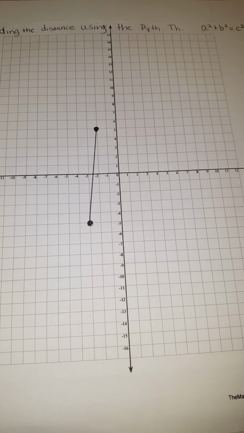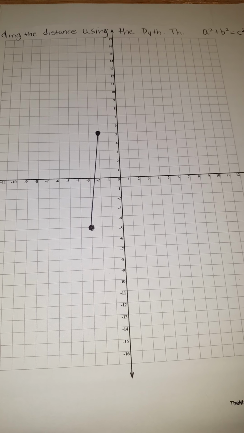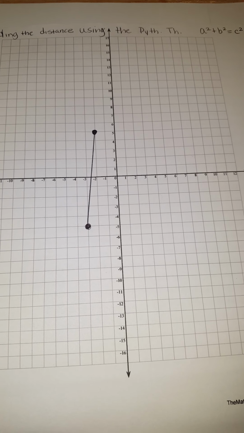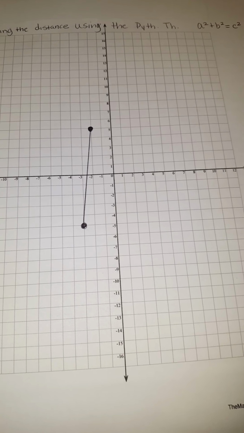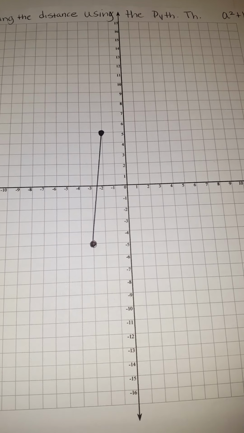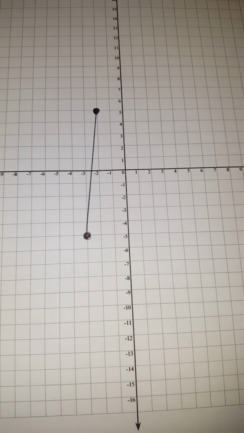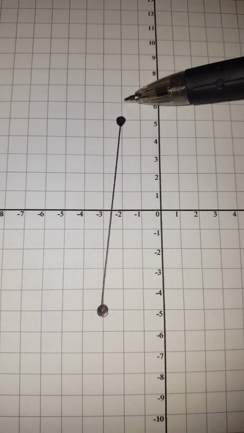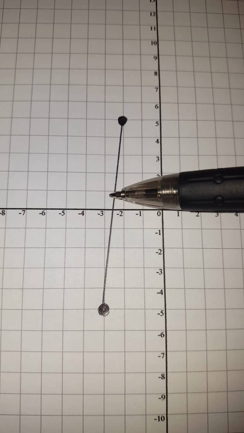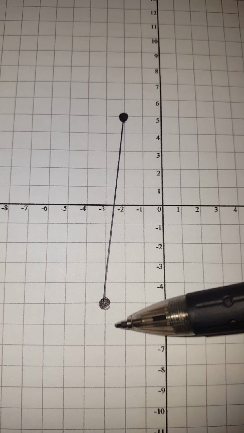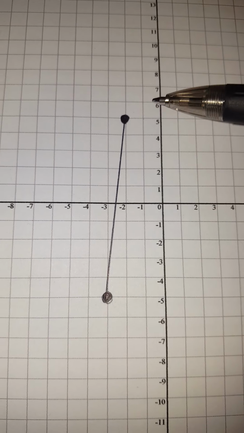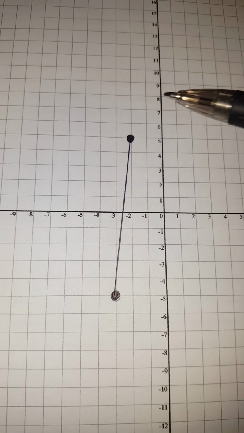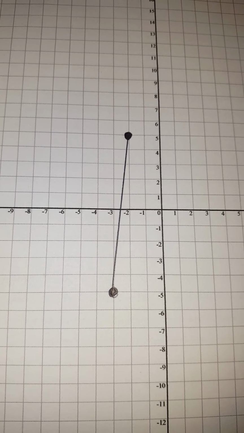This is problem number 1 from your classwork. The directions say, using the Pythagorean theorem, find the distance between each pair of points. So for number 1, we have a line segment, and for its endpoints, the first endpoint we have is at -2, +5, and the second endpoint is at -3, -5. So you've been given this line segment, and your job is to find the length of this segment using the Pythagorean theorem.